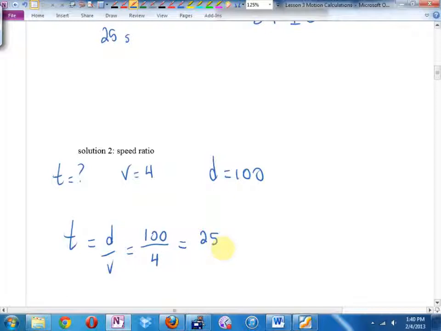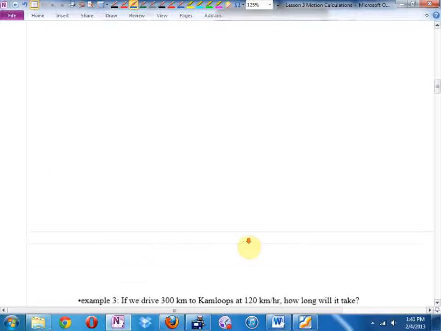25. 25 what? What's the units for time here? Seconds. We can measure time in hours, in minutes, in years, in days. Our preferred unit is seconds. Our secondary preferred unit is hours if you're doing kilometers per hour. Turn the page.